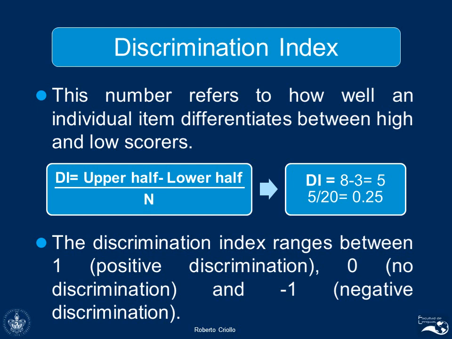Now the worst thing that could happen is that you get a -1, because in this case the discrimination will be negative. This will basically mean that your best students answer this item incorrectly, and all of your bad students, the ones in the lower half, answer the question correctly. So this will be a very, very strange situation.